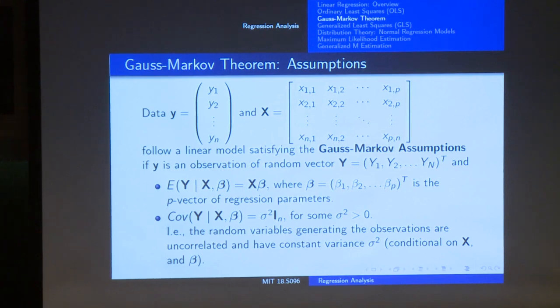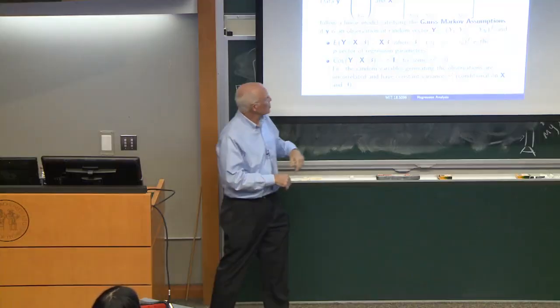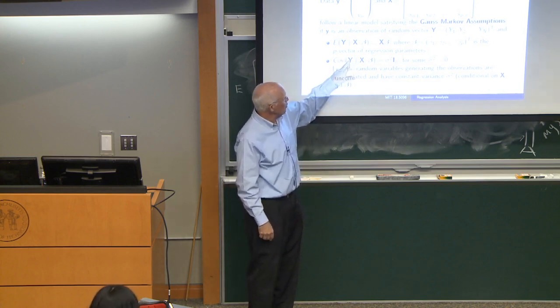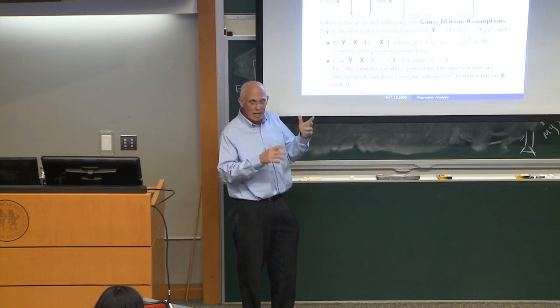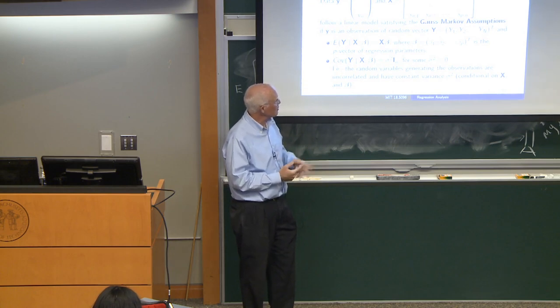And the covariance matrix of y, given x and beta, is sigma squared times the n-dimensional identity matrix. The identity matrix has ones along the diagonal and zeros off the diagonal. So the variances of the y's are the diagonal entries. Those are all the same sigma squared, and the covariances between any two are equal to 0 conditionally.